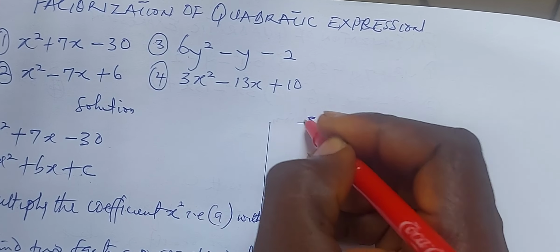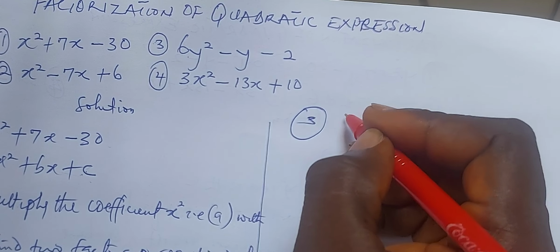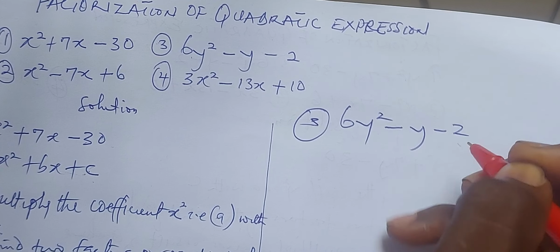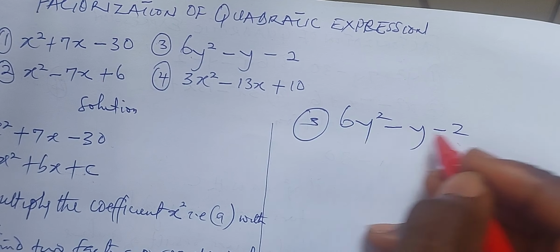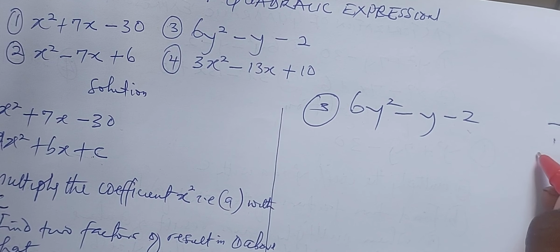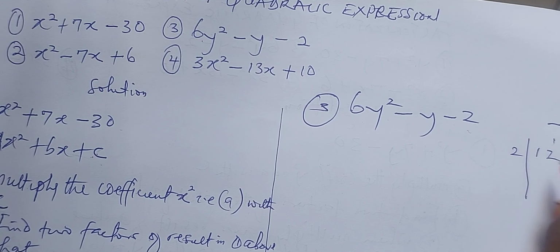So let's solve number 3. We have 6y squared minus y minus 2. So how do we factorize this? Multiply by this, we have minus 12. Find the factors of minus 12, that will give you the rows I've stated. 2 here, we have 6. 2 again, 3. 3, we have this.